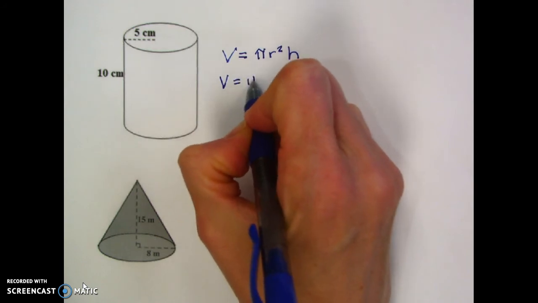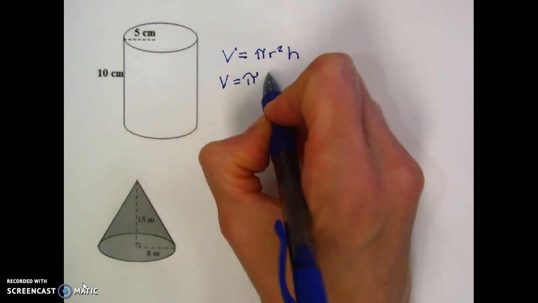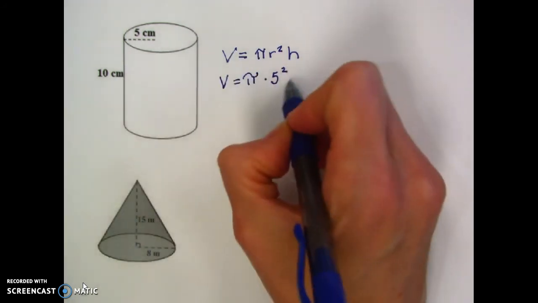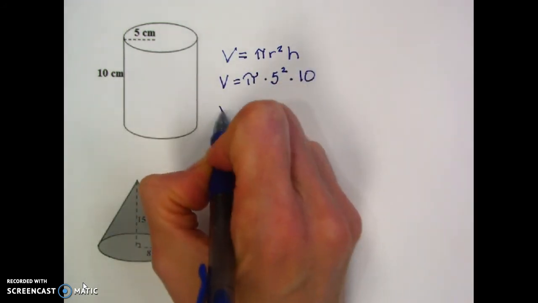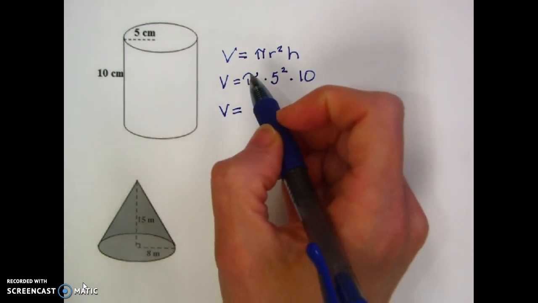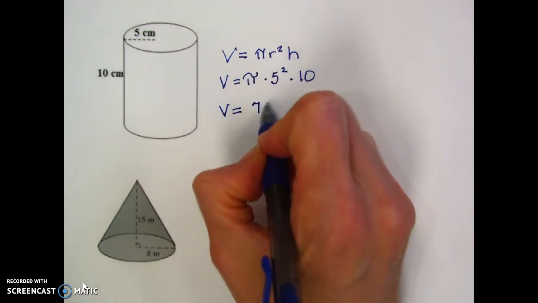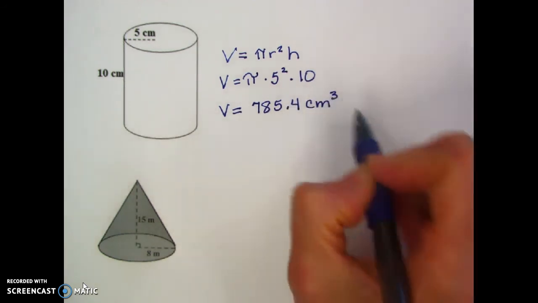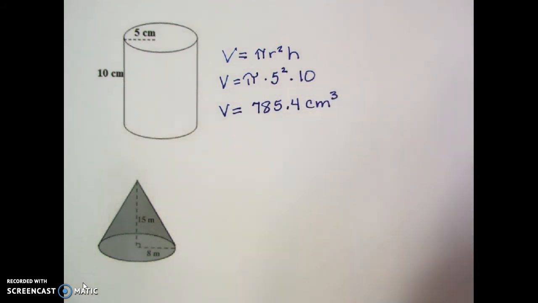So we'll type into our calculator pi times the radius, which here is 5, so we need 5 squared, times the height, which is 10. And when we do that, we'll get the volume for the cylinder as 785.4. The label for volume is cubed, so centimeters cubed.